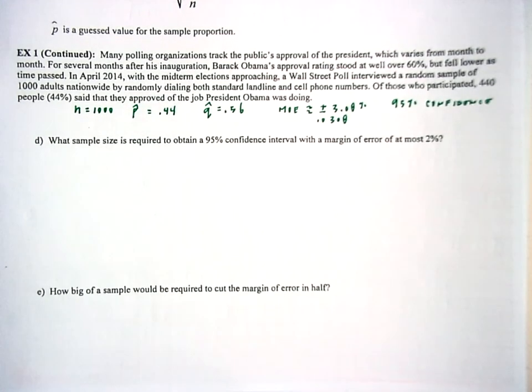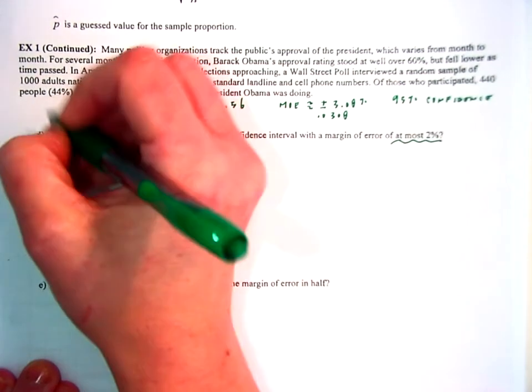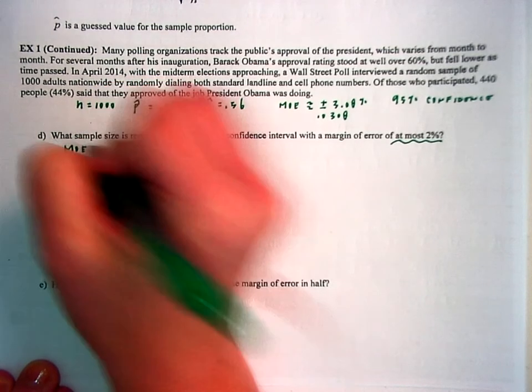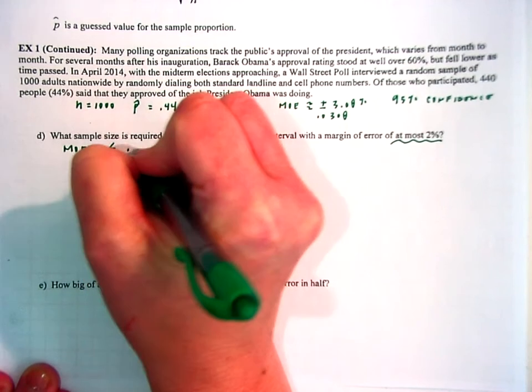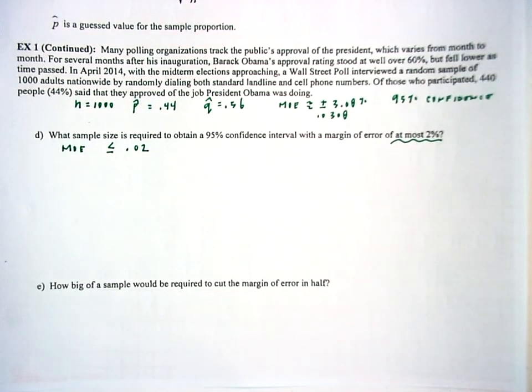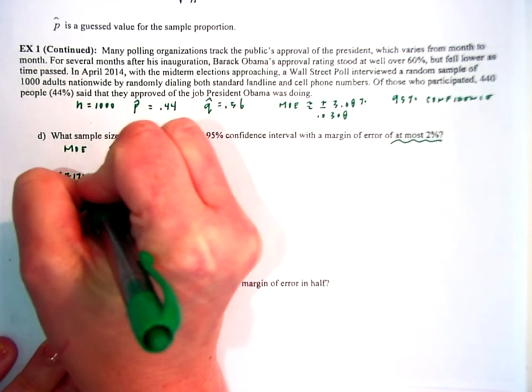So what sample size is required to obtain a 95% confidence interval with a margin of error of at most 2%? Okay, so it's telling us margin of error at most, so at the very most, 2%. So margin of error has to be less than or equal to 0.02. That's what we're told right from the beginning. So we need to first figure out, well, what's the critical value for 95% confidence? I know I'm going to need that, so I'm going to lay it out right here.